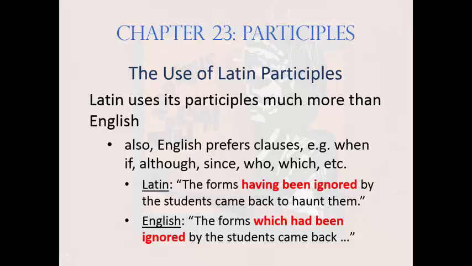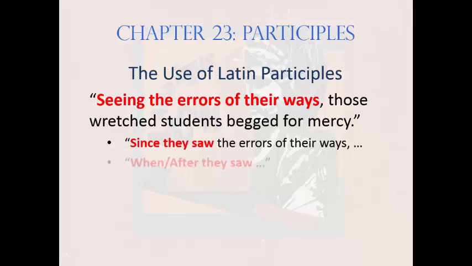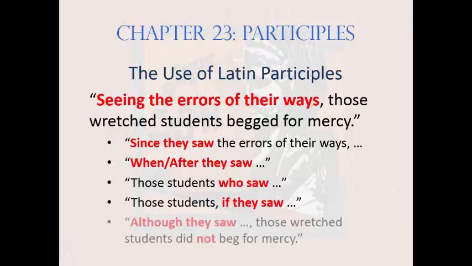So, for instance, the Latin sentence, "Seeing the errors of their ways, those wretched students begged for mercy," can be turned into English as, "Since they saw the errors of their ways," "when or after they saw," "those students who saw," "those students, if they saw," or, if we invert the sense entirely, "although they saw the errors of their ways, those wretched students did not beg for mercy."